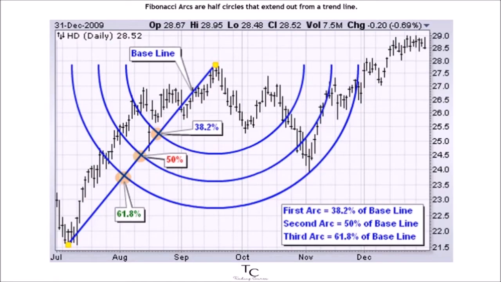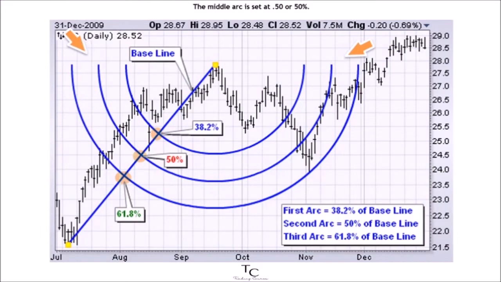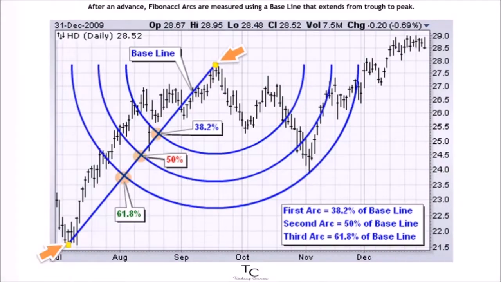Fibonacci arcs are half circles that extend out from a trend line. The first and third arcs are based on the Fibonacci ratios 0.382, 38.2%, and 0.618, 61.8%, respectively, which are often rounded to 38% and 62%. The middle arc is set at 0.50 or 50%.